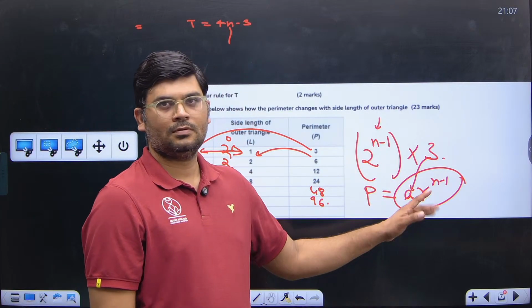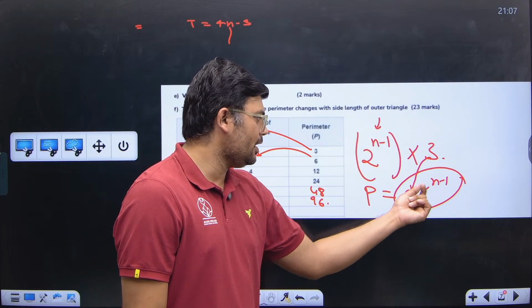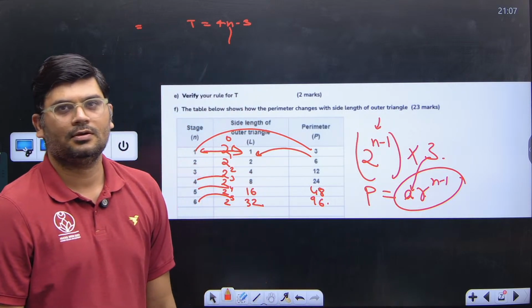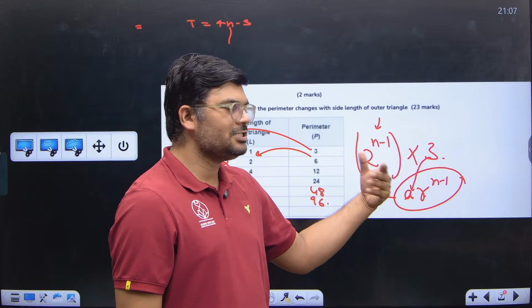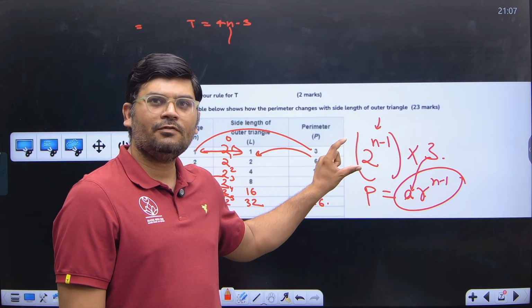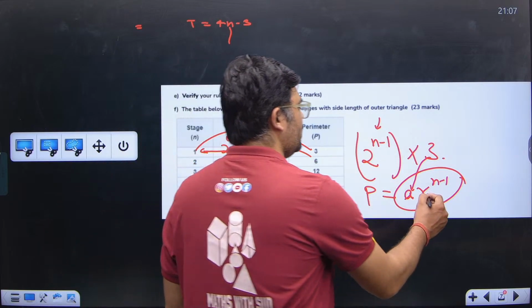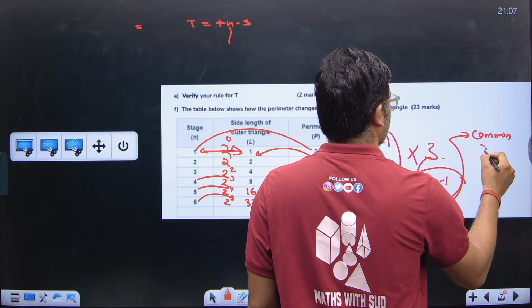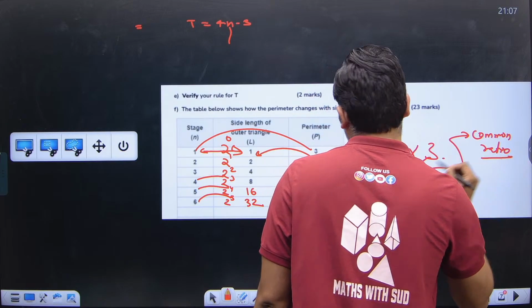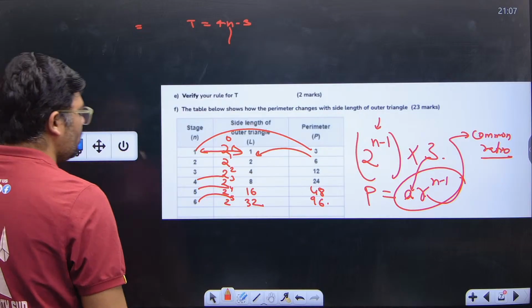Okay, understood. If you compare this with this equation, you will get P is equal to a r to the power n minus 1. Every number is being constantly multiplied by 3, so that doesn't play any role. So what is the fixed value which is being multiplied? That is 2. This is known as the common ratio, r. Understood now? Yes.